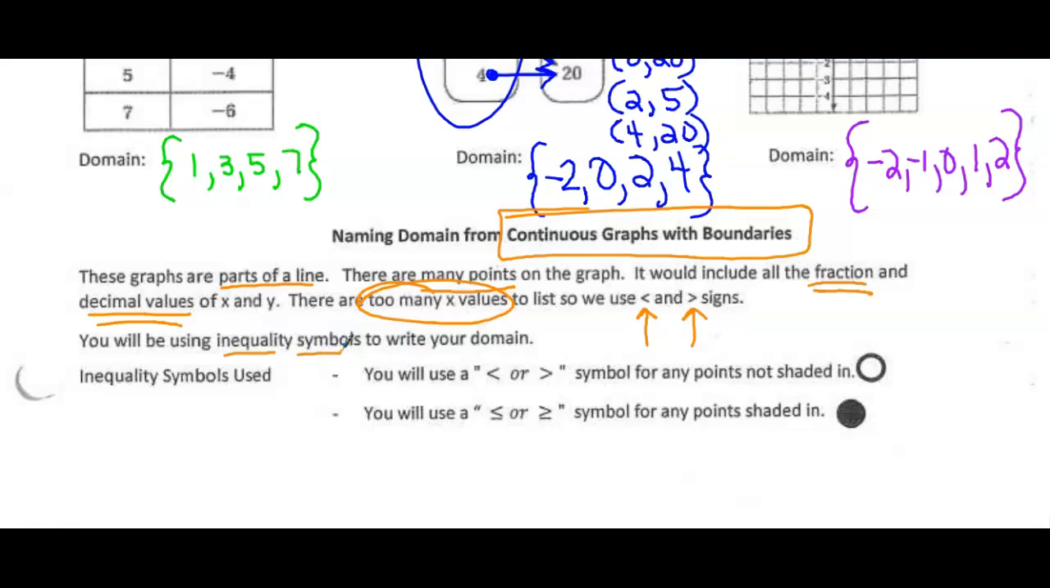If you have open circles, you're going to use less than or greater than, just like you did in 7th grade math when you graphed inequalities. However, if you see a solid dot, you must include a line underneath which represents less than or equal to or greater than or equal to. So remember, when we turn this over, if we see open circles, it is not equal to. If we see closed circles, it is equal to.